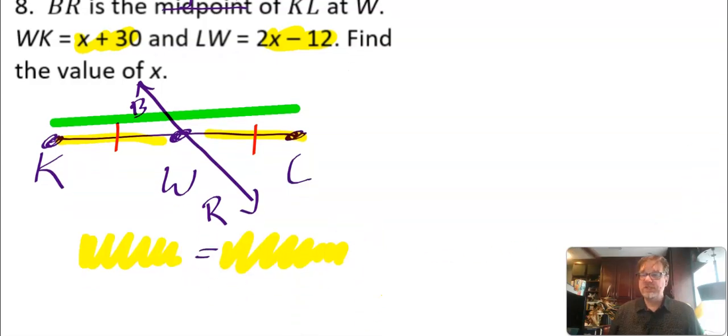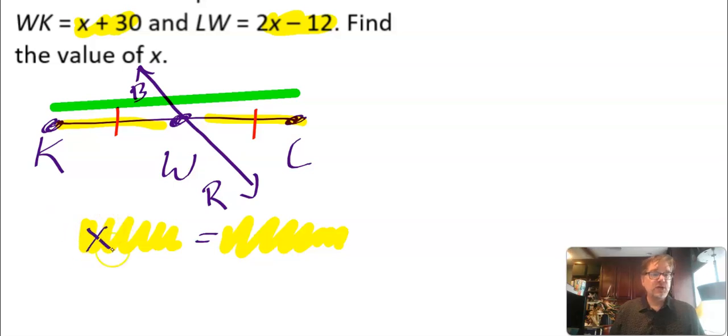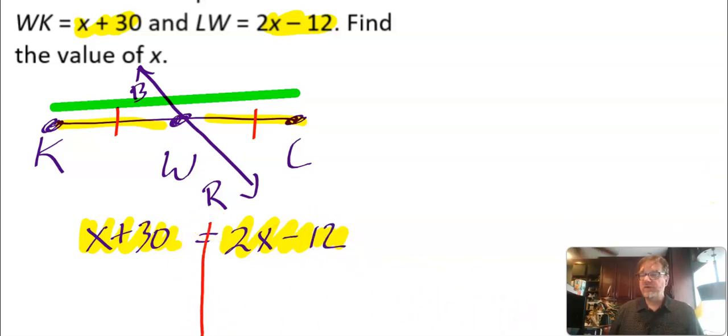Yellow equals yellow. So my first yellow was x plus 30. They gave me two yellows. That's why I'm doing this one. 2x minus 12 is my other yellow. Let's solve it for x.